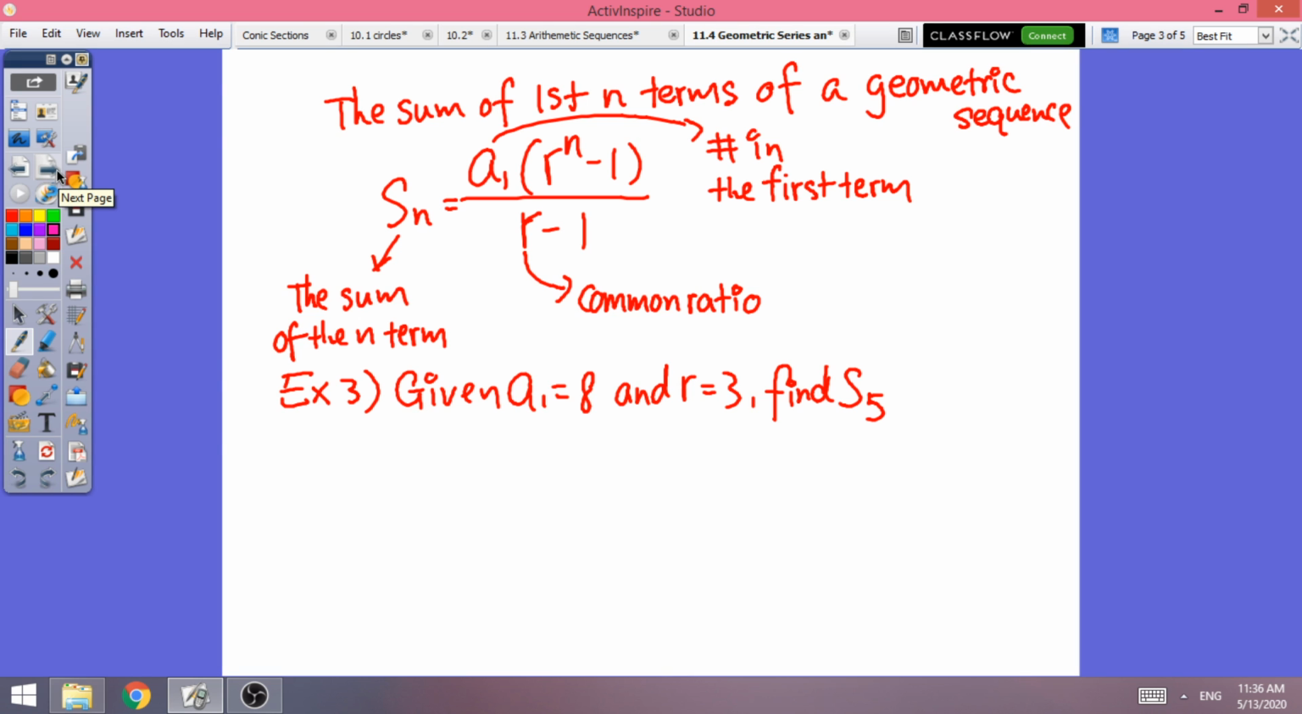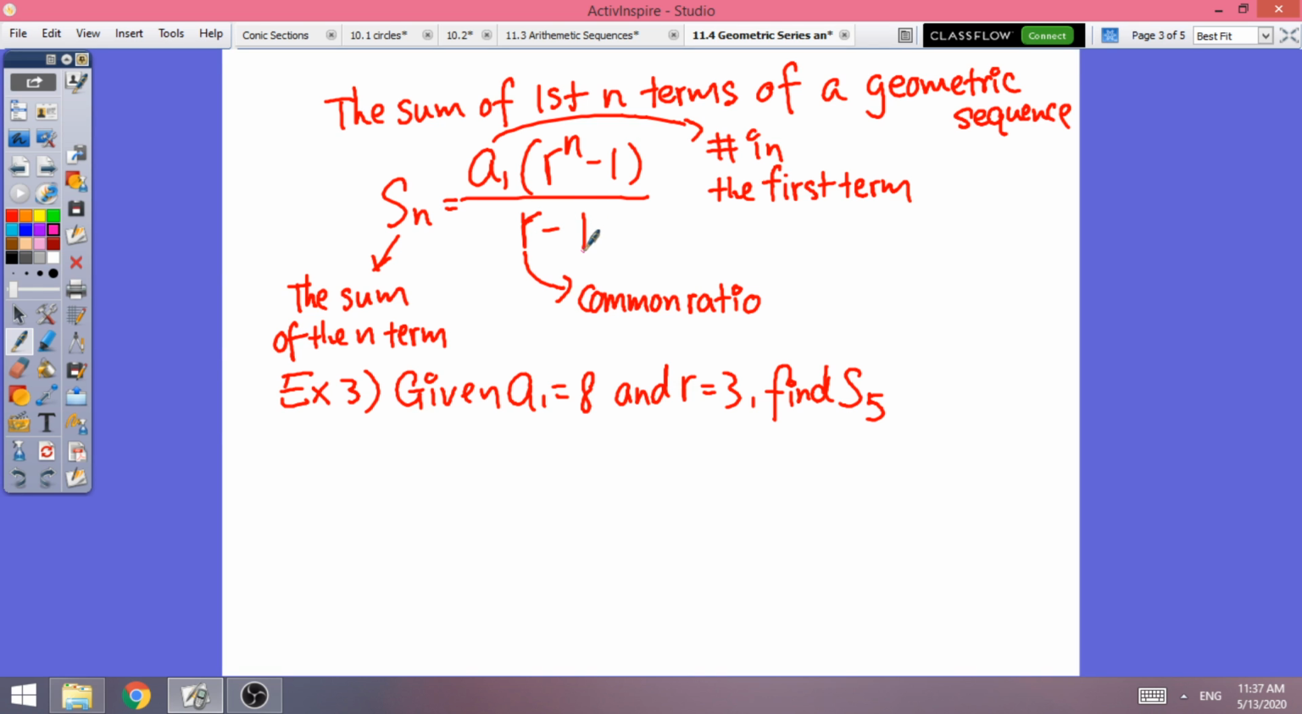So what about finding the sum of the geometric sequence? Let's say you want to find the sum of the first n terms of the geometric sequence. Here's the formula. S sub n means the sum of the first n terms. A sub 1 is what we need to start at first, and then we multiply by the quantity of the common ratio to the power of n, minus 1, all divided by the quantity of the common ratio minus 1.